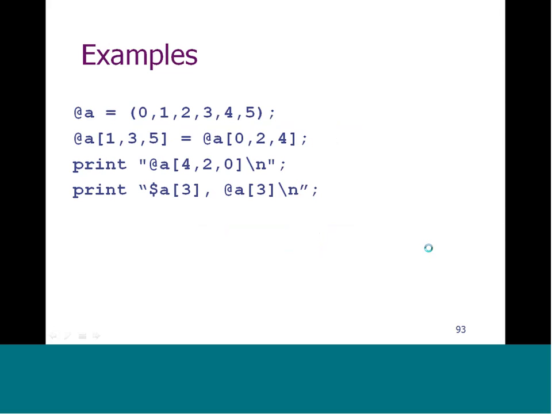So here are some more examples. @A is 0, 1, 2, 3, 4, 5, which is the actual array, and then we replace 1, 3, and 5, which is @A[1,3,5]. We assign the 2, I mean actually like, sorry, 1.